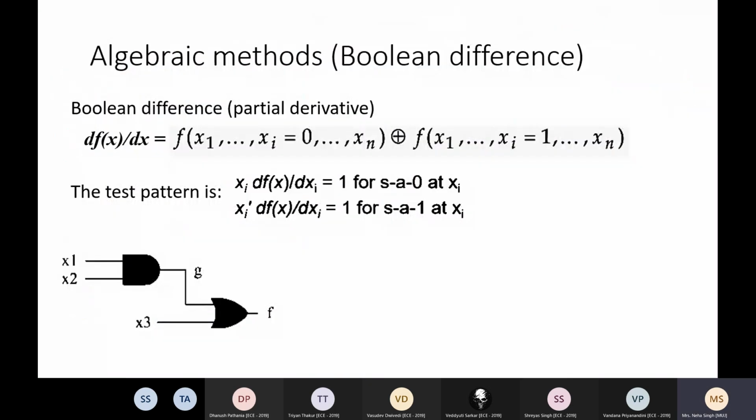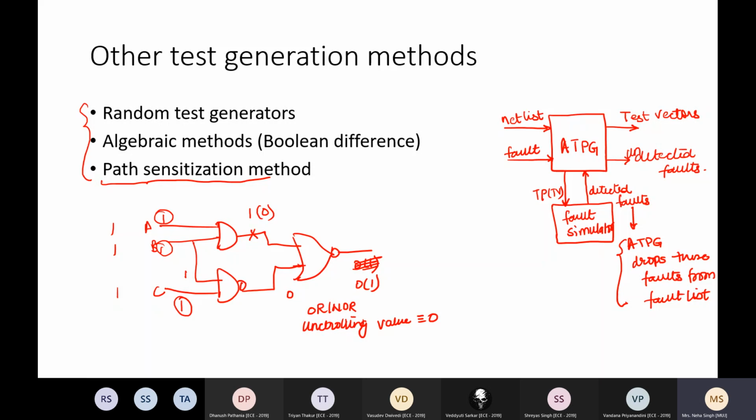We'll complete with the Boolean difference so that we have all the methods done for test pattern generation. Till now, we saw different methods. The first one was D algorithm. Then we had random test generators, followed by the path sensitization method, which we discussed yesterday. Now today we'll be doing this algebraic method, which is the Boolean difference method.